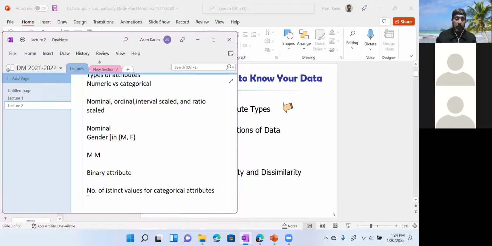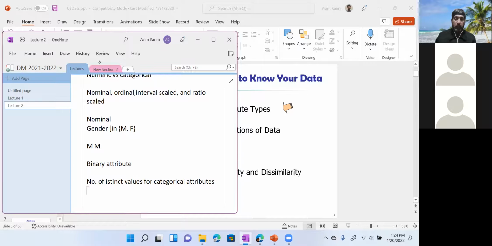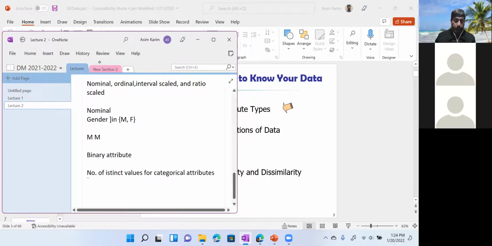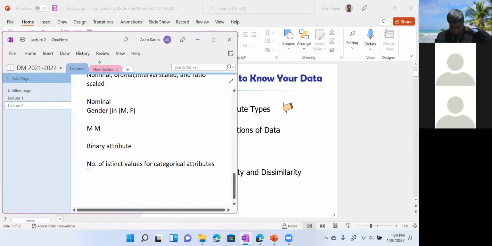And of course, if you're coming from a database community, we sometimes call it the domain of the attribute. The possible values come from the domain of that particular attribute. Okay? So this was ordinal, nominal. Then let's look at ordinal.